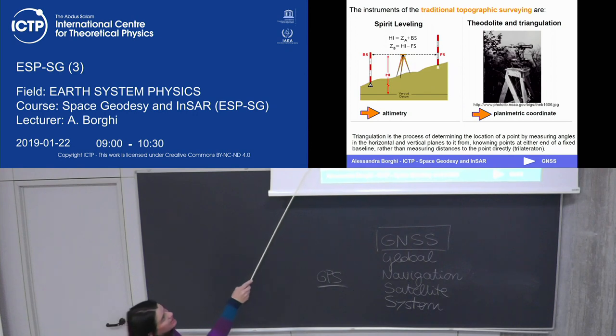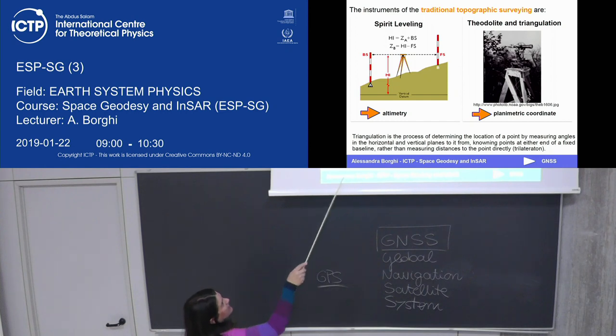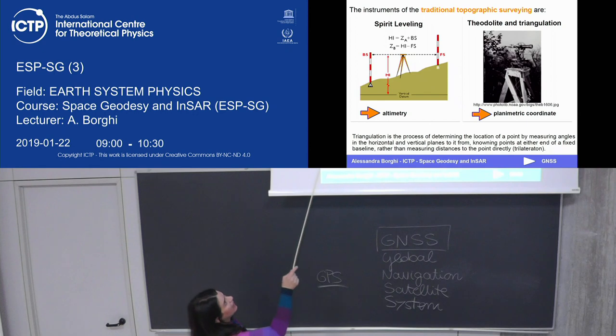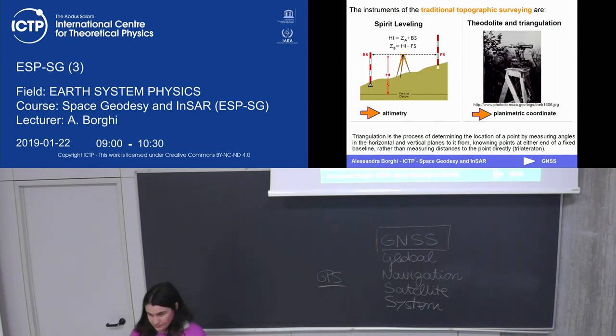But this instrument is really simple in the idea. We want to know the differences in the height between A and B. We put this instrument usually in the middle, between the two points, because if you put this in the middle of the distance between the two points, we can reduce some error in the vertical if we don't put the instrument really in the vertical position, because we want to realize a horizontal axis.